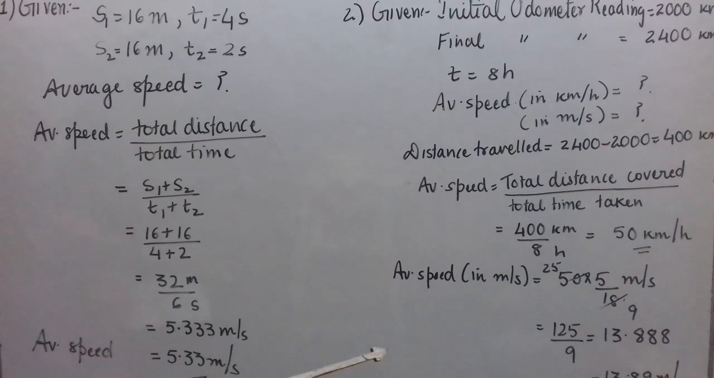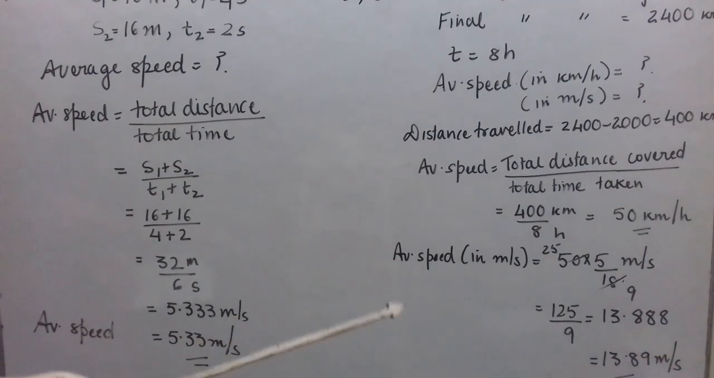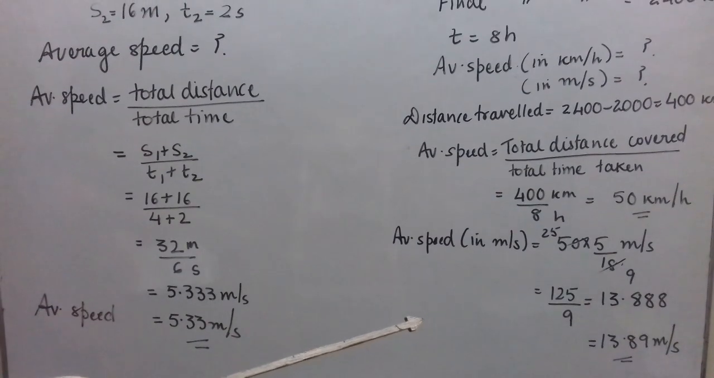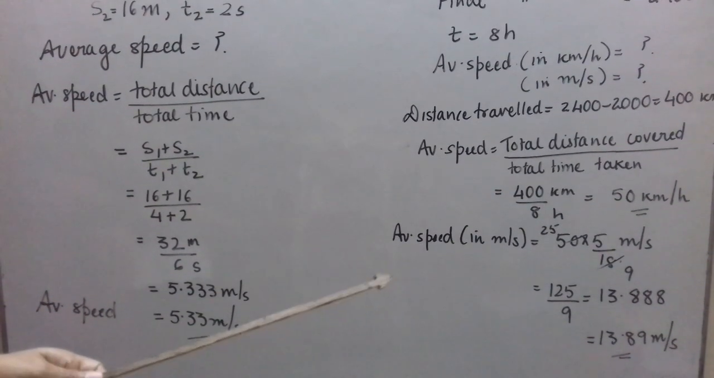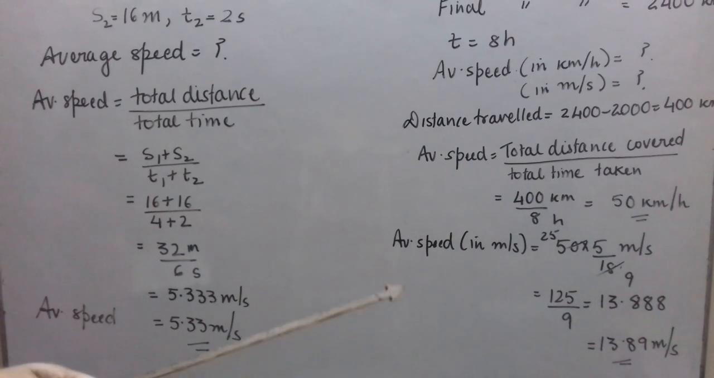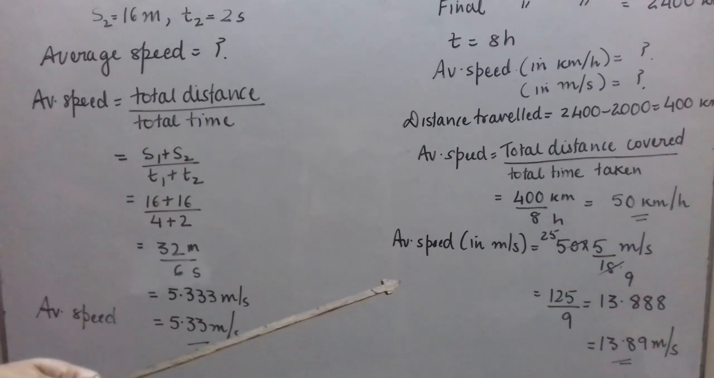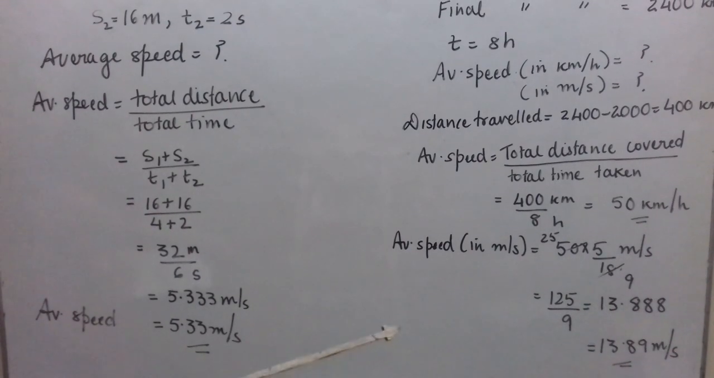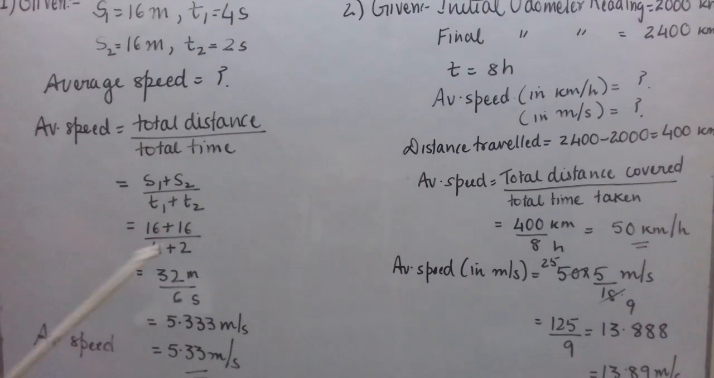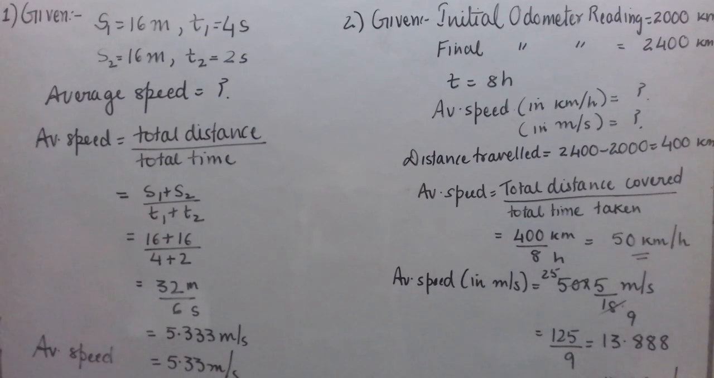and after calculation division we get the answer in 3 decimal places as 13.888 meter per second. We can round it off to 2 decimal places since our third decimal place is having the digit 8, which is more than 5. So I'll round it off to 13.89 meter per second. I hope you find these numericals very simple and easy to understand.